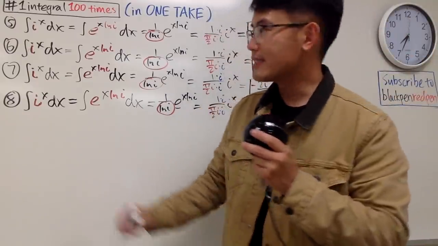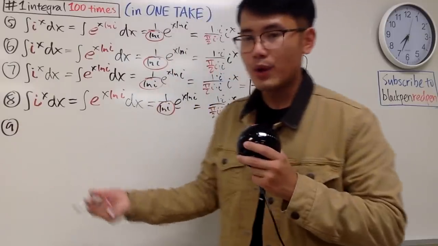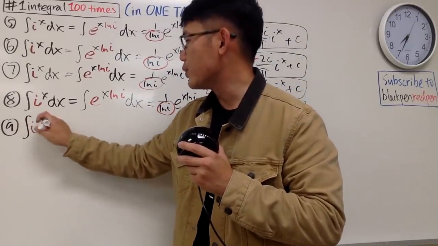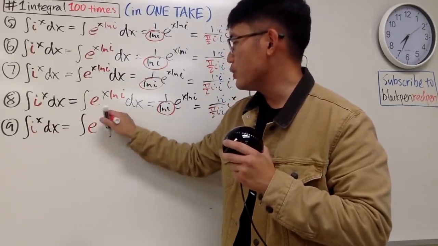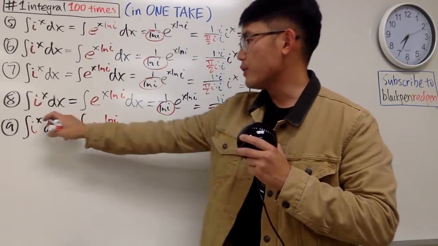Now, hopefully you guys are still doing well. Number 9 right here. We are going to be integrating i to the x power dx. Well, we are going to write the i as e to the ln i's power. And then don't forget we still have the x.